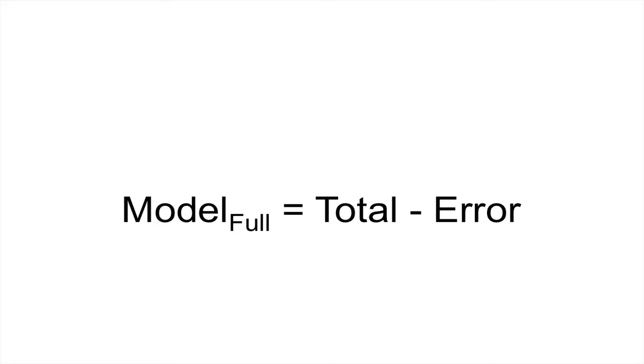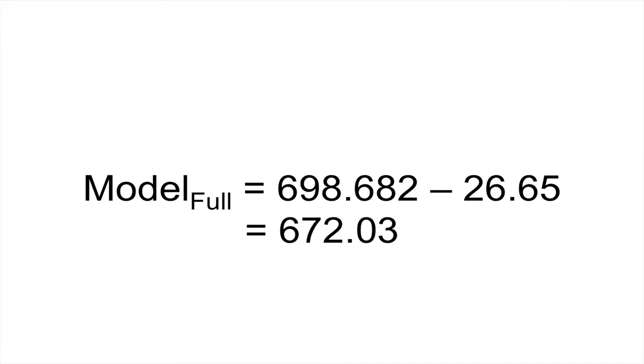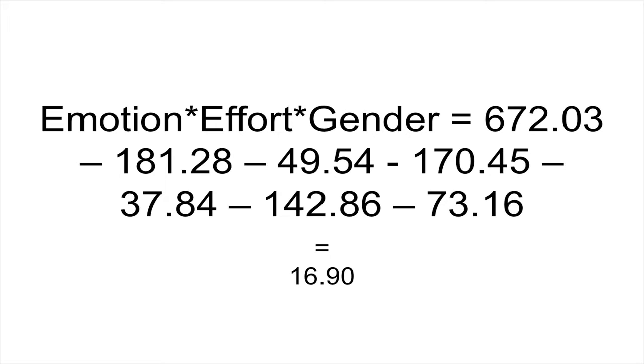And to calculate what our model is, because we know that the total is made up of all our effects plus error, we can just take the total which we calculated earlier and subtract the error which we calculated earlier. So we know that the total amount of variability we can explain is 672.03 units. Going by the logic we saw earlier, we should be able to subtract all the effects we've calculated from that value to be left with the amount of variability explained by our highest order interaction, which is 16.9 units. So now we've got the amount of variance explained by each of our effects.